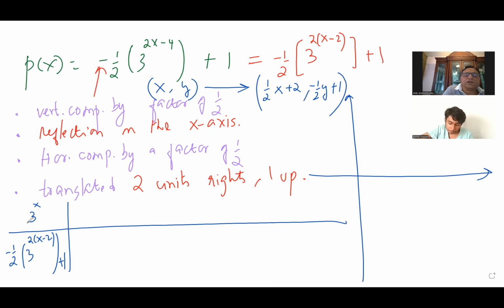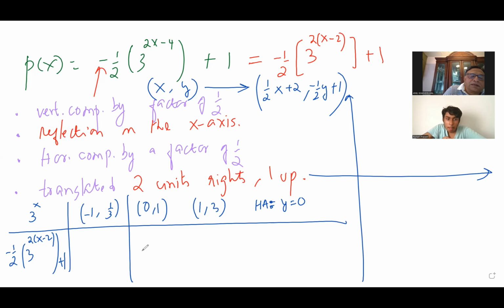Correct. So let's write down the key points for 3 to the power of x. If x is minus 1, then y is 1 over 3, correct? At 0, it is 1. At 1, it is 3. And we also know that the horizontal asymptote is y equals 0. Now just consider these 3 points and the horizontal asymptote.